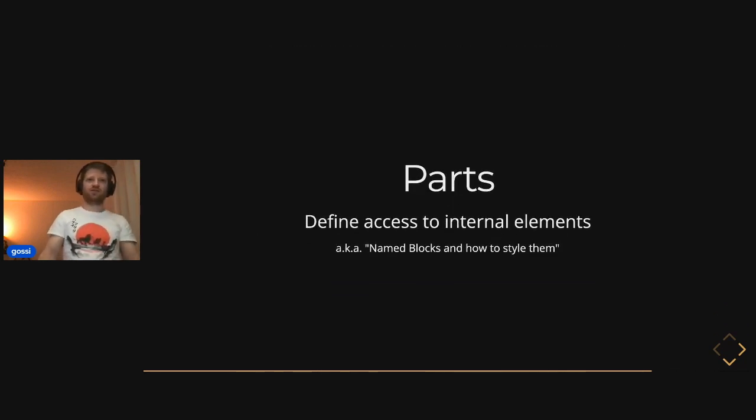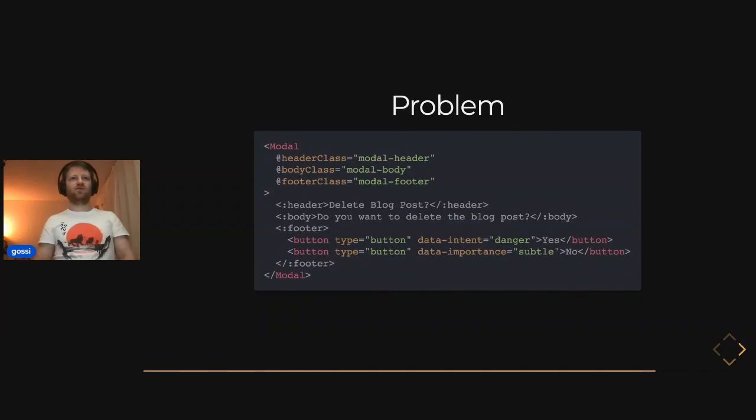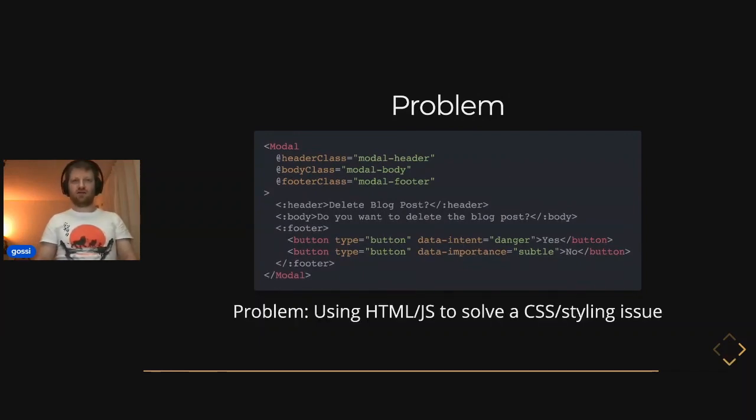The last thing is parts. That is where we define access to our internal elements, also known as named blocks, and how to style them, which I think is a great successor movie to Harry Potter's Fantastic Beasts and Where to Find Them. So here's the initial problem where we use the header class, body class, and footer class as arguments, and we use HTML and JavaScript to actually solve a CSS and styling issue that we actually do not need to.